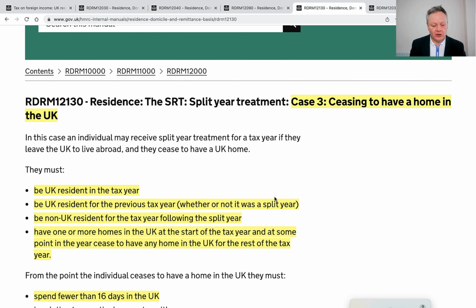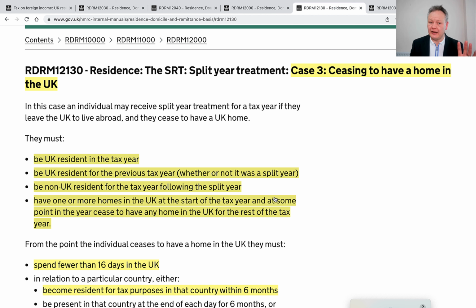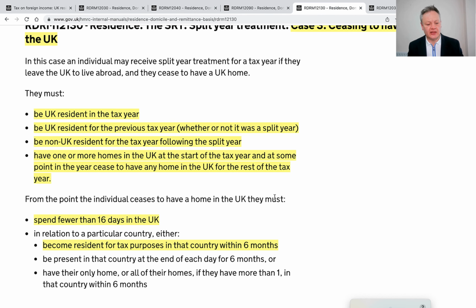Ceasing to have a home in the UK. Okay, so we sell our home in the UK. We buy a home in another country. Does that help me become a non-tax resident? And again, they must be UK resident in the year: 6th of April to the 31st of July, resident. I'm okay. Previous year, I was tax resident. Yes, tick that box. Be non-UK resident for the tax year following the split year. And again, spending fewer nights in the UK: 16 nights if I'm taxed in the UK, or 46 nights in the previous 3 tax years. We must also consider that.